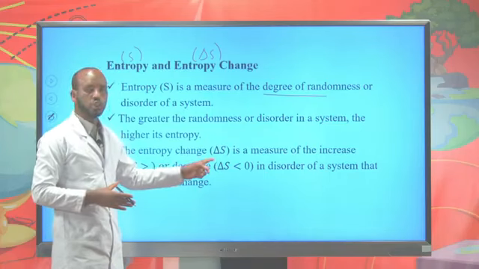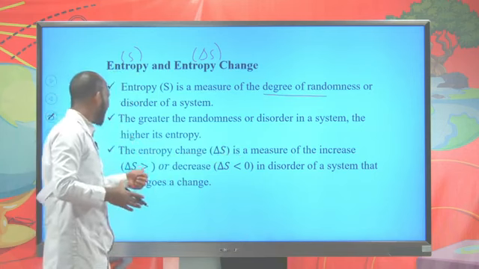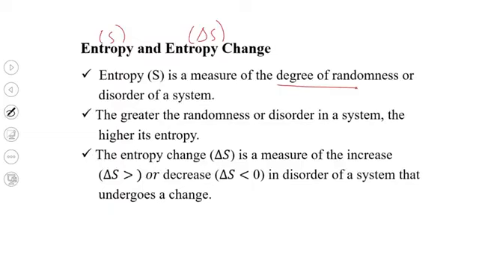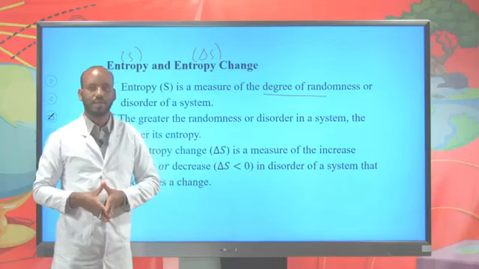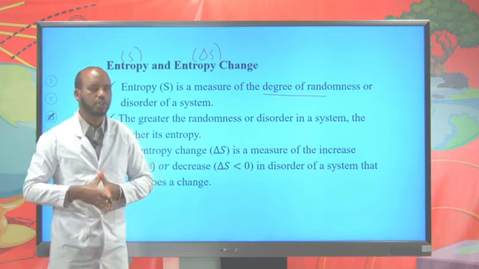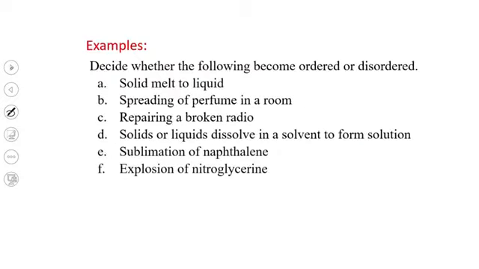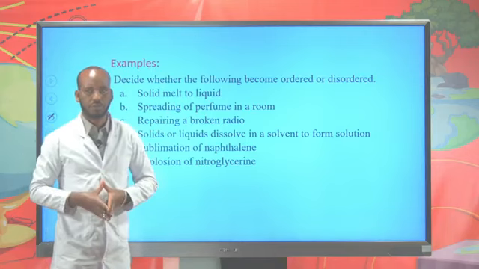The entropy change delta S is the measure of the increase, if delta S is greater than 0, or decrease, if delta S is less than 0, in disorder of a system that undergoes a change. The change can be a physical change or a chemical change, that means a chemical reaction. Examples: decide whether the following becomes ordered or disordered.